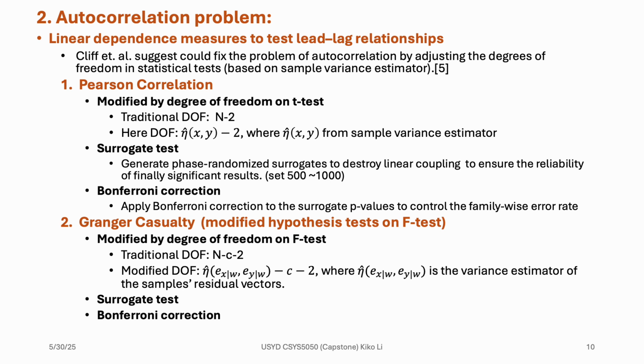Second, for Granger causality, same thing: use the modified F-test version from Cliff, who adjusted the degrees of freedom in the F-test based on the variance estimator of the sample's residual vectors. Then again, we'll apply the surrogate test and the Bonferroni correction for the same purpose.